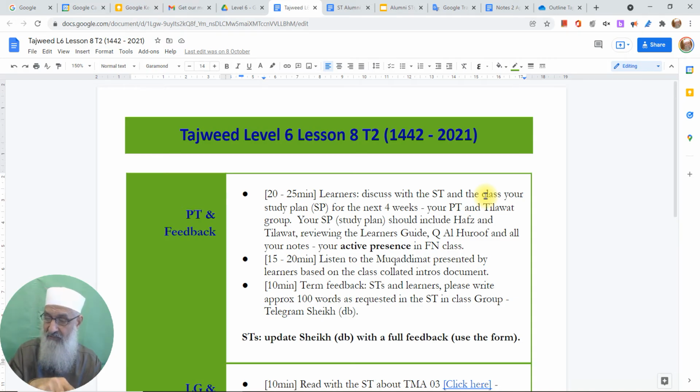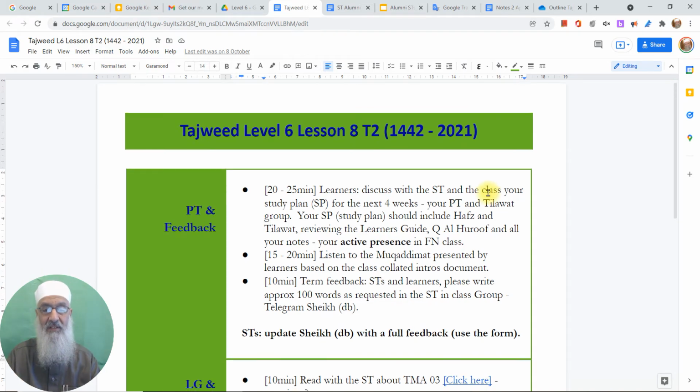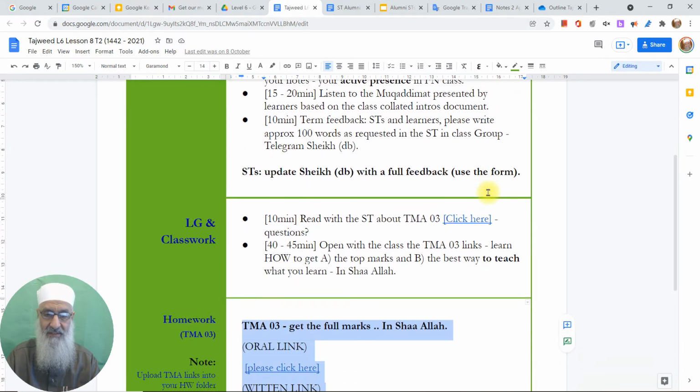And then we will give them TMA 02 in lesson 4, and they will do it in lesson 5. So they will study and come to lesson 5 to do it. And then we give them TMA 03 in lesson 6, and ask them to do it in lesson 8.